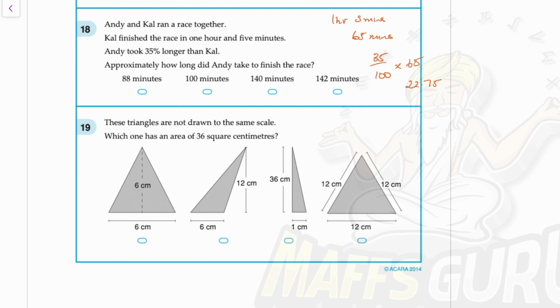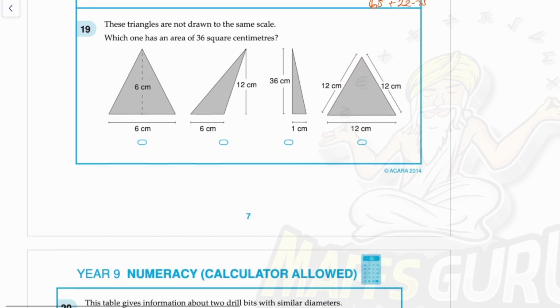So we have to add that onto my original value. So we have to do 1 hour and 5 minutes, we're going to add on that. So we're going to get 65 plus 22.75. Add that onto my value. It gives me 87.75, about 88 minutes. And there we go. Well, these triangles are not drawn to the same scale.